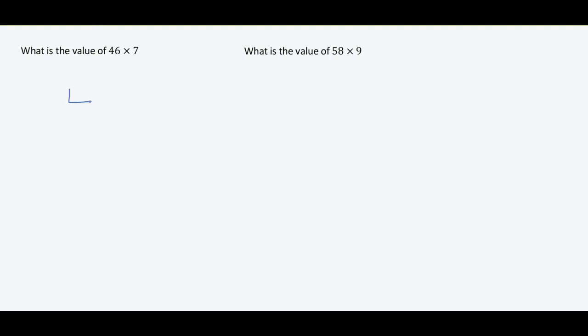So we have 46 multiplied by 7. We start from the right hand side. So we have 6 multiplied by 7. That's going to give us 42. So according to the rules, what we're going to do here is we will be writing down 2, which is the value in the ones place, and then we will carry over the number in the tens place.